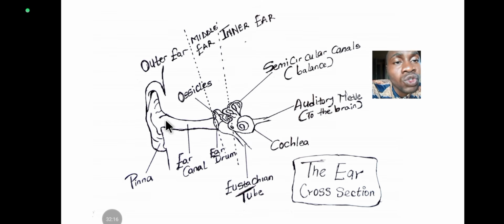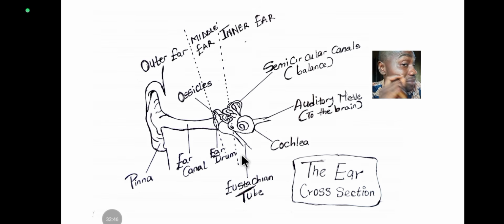So the external ear is from here, this place that you can see, down to this tympanic membrane. So the tympanic membrane is part of the external ear. Then the middle ear is where you have the ear ossicles. It's only the ear ossicles that make up the middle ear. The ear ossicles are tiny bones, three bones, and they are arranged in order.